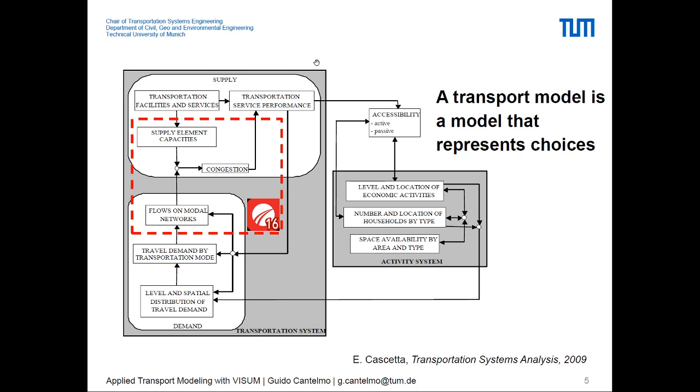When we start, however, to study the relationship between supply and demand, things become extremely more complicated, and we need dedicated software that has been developed exactly for this specific purpose. So this is where Visum helps us. Visum helps us to not only work with the supply, the demand, or the activity system, but to work with these systems all together and to actually capture the correlations that exist between them.